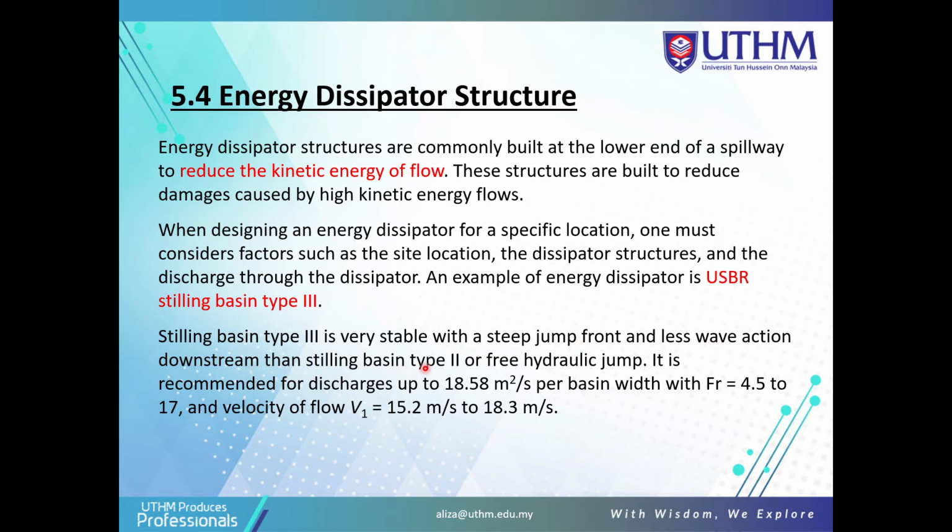Stilling Basin Type 2, or free hydraulic jump. It is recommended for discharge up to 18.58 meter squared per second per basin, with Froude number 4.5 to 17, and velocity of flow V1 from 15.2 meter per second to 18.3 meter per second. So this is the designation for the design of the Stilling Basin types.